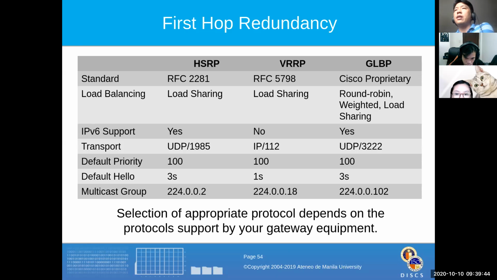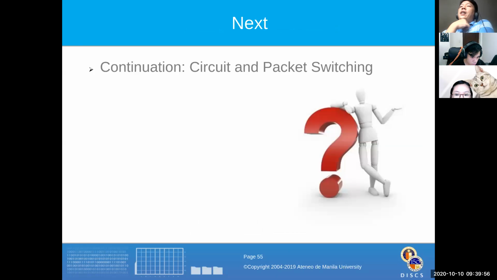You can use this in your home routers. As a matter of fact, some of the more advanced home Wi-Fi routers actually support this. You can put more than one ISP link, and one of these protocols is being used. Okay, so that's it for today. Are there any questions so far on routing?